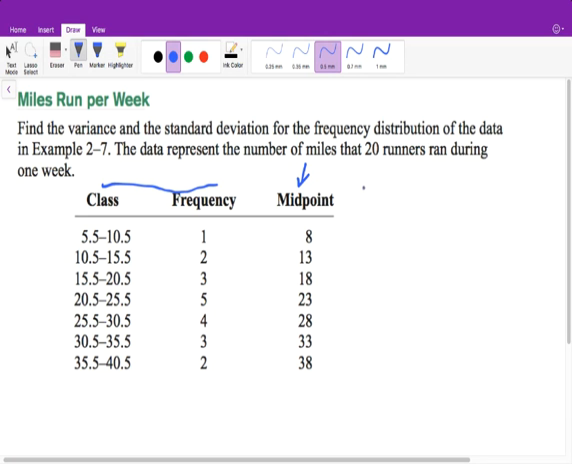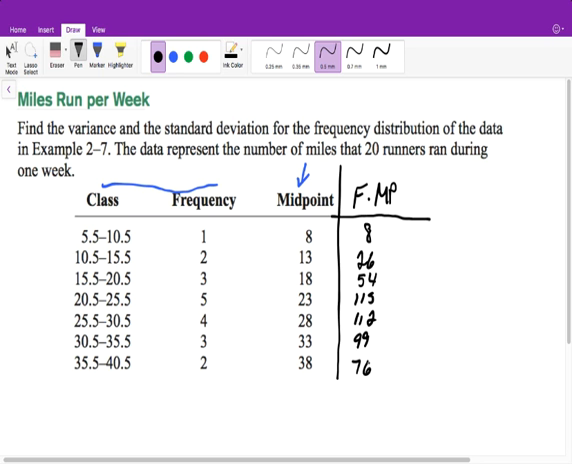Then the next step is exactly what we did before, where we take this midpoint and multiply it by the frequency. So our frequency multiplied by our midpoint. This doesn't change either. So 1 times 8 is 8, 2 times 13 is 26, 54, and so on. Let me fill in this chart now. Nothing changes right now. If we were finding the mean for this grouped frequency, it would be the exact same steps. Now this is where it gets different.